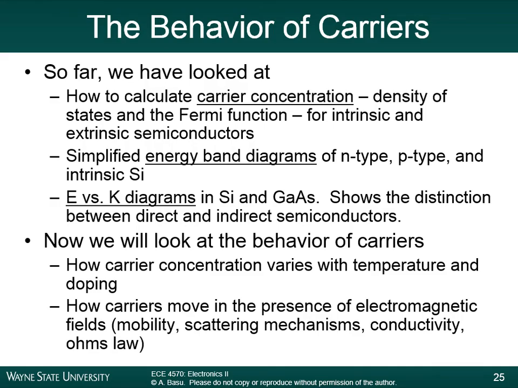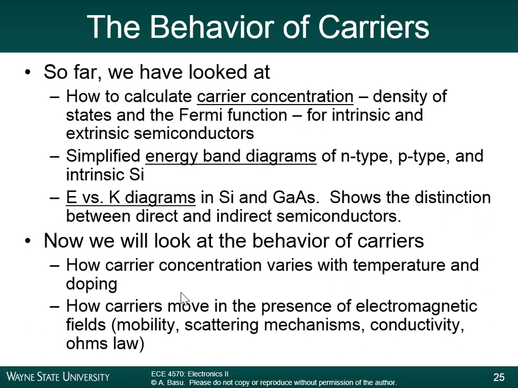Okay, so far we've looked at calculating carrier concentrations based on the density of states and the Fermi function. And we've also talked about simplified energy band diagrams of n-type, p-type, and intrinsic silicon. We haven't talked about E versus K diagrams. We will see if we get to that by the end of the module. Probably not. In past years, we've just left this portion out in favor of including other things in the class.